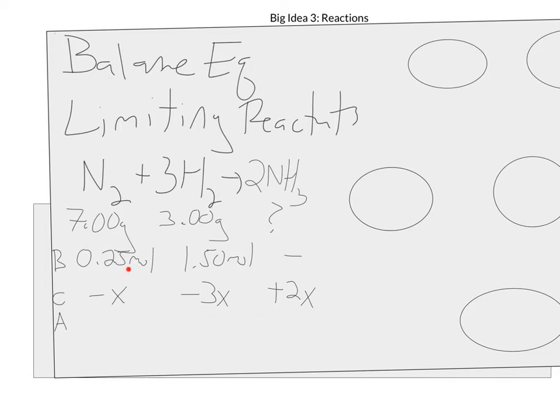So if we have 0.25 moles, x in this scenario would be 0.25. If we took it over to the hydrogen, minus 3 times 0.25, 0.75, it looks like that gives me a leftover hydrogen. So nitrogen is going to be my limiting reactant in this case. And then I would make 2x, so 2 times 0.25. I'll make 0.5 moles of ammonia, and then we could convert that back to grams. So really simple limiting reactant calculations we're going to be expected to do.